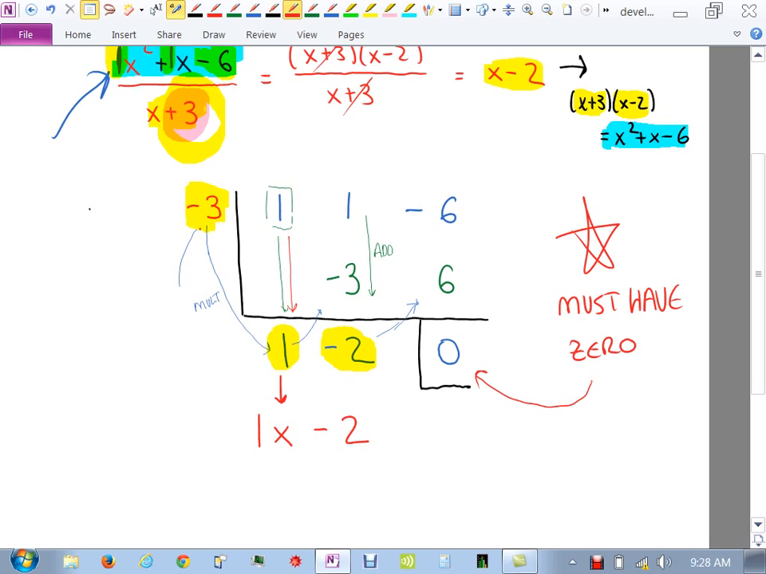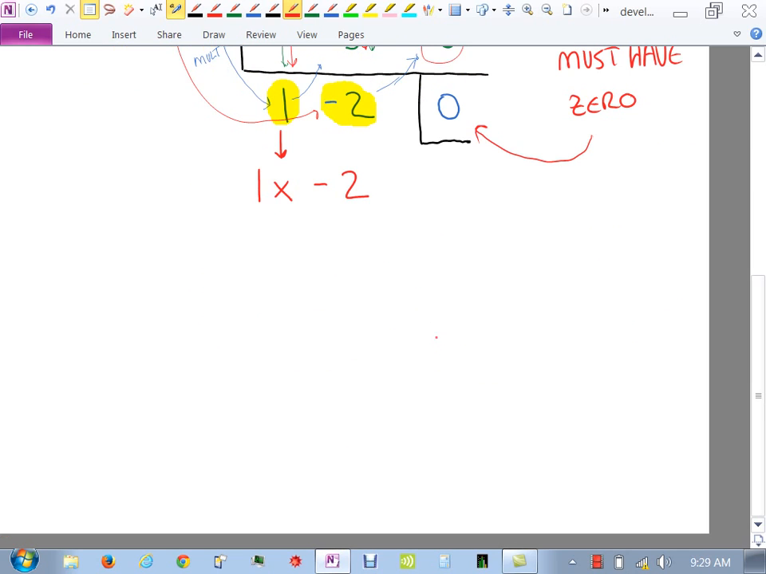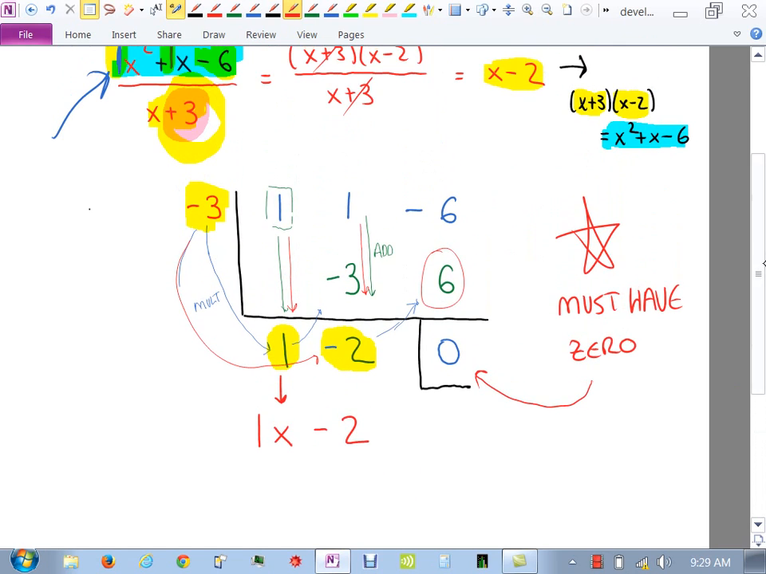It's a 1. Then you multiply -3 times 1, that gives you -3. You add down again, you get -2. Multiply through again, you get 6 here. Add down, you get 0. And if you get a 0, that's why I put this over here, you must have a 0 here. If it's a 0, then these 2 numbers here give you the answer.